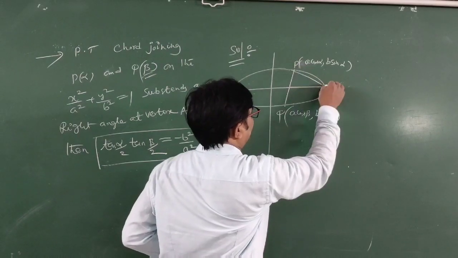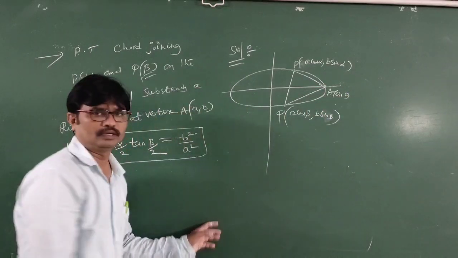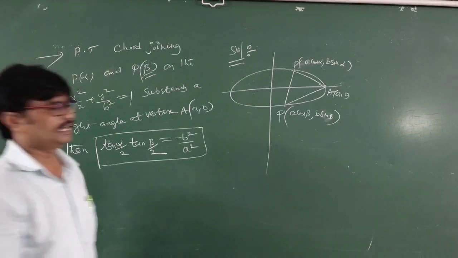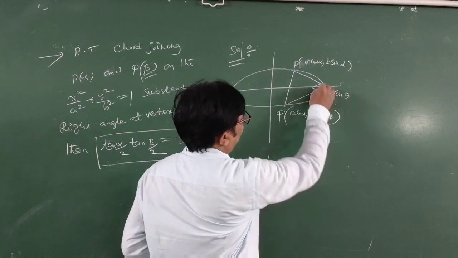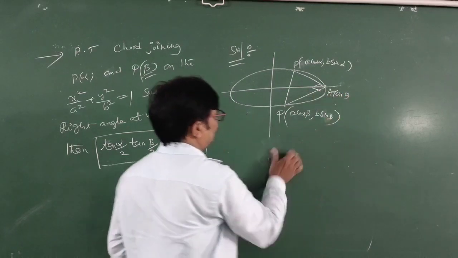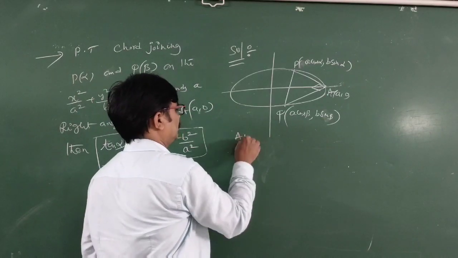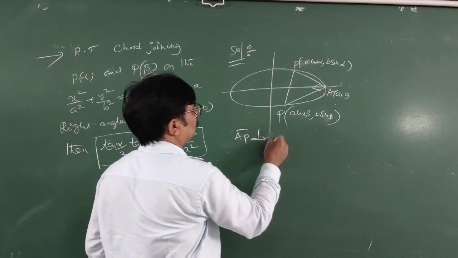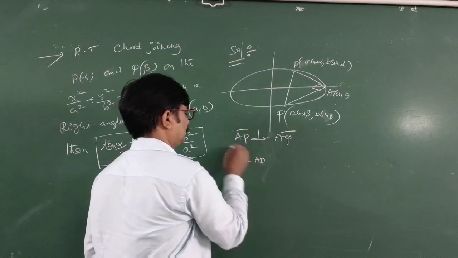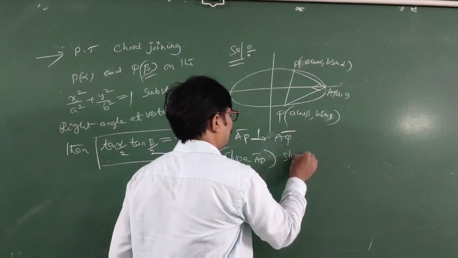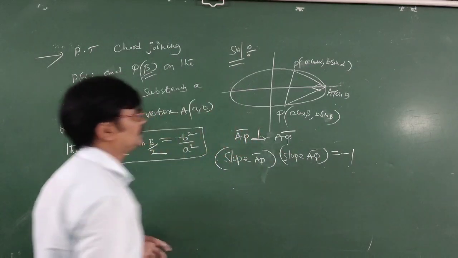So this subtends a right angle at the vertex. That means, students, the vertex is (a, 0). So when AP is perpendicular to AQ, that is, slope of AP into slope of AQ equal to minus 1. What is the slope?